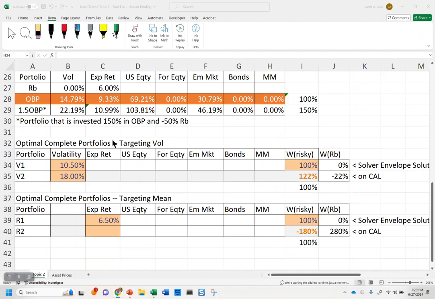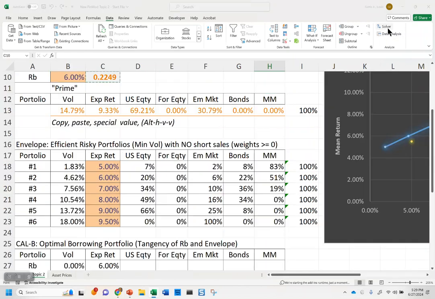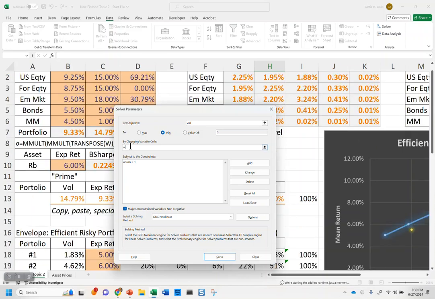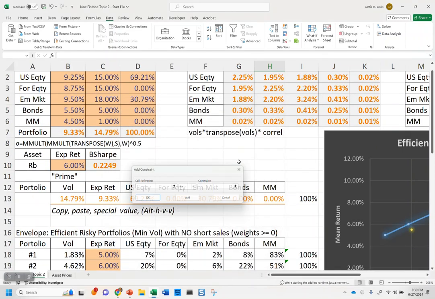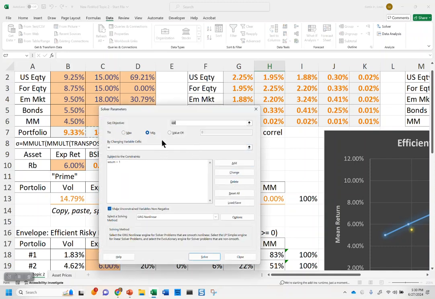So we're going to go back to our spreadsheet, and we're going to go Data, Solver. We're going to minimize vol by changing W, add a constraint. Whoops, I made a mistake. We want, since we're trying to get a 10.5% vol, we want to maximize mean.